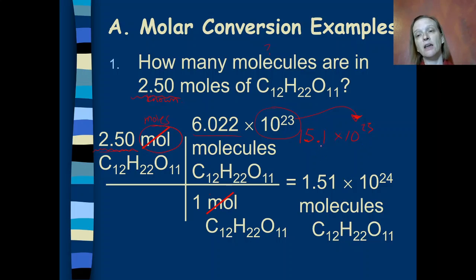And then this is not correct scientific notation. So this is where I need to convert it to scientific notation by making this coefficient smaller to make it a number between 1 and 10. Because I made the coefficient smaller, I need to make the exponent bigger. And that's why I convert to the 1.51 times 10 to the 24.